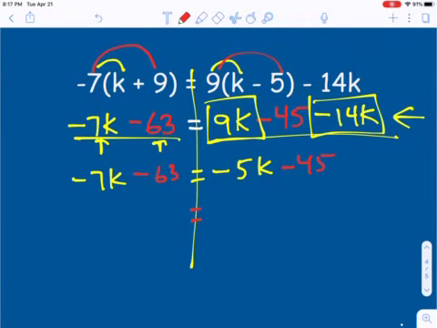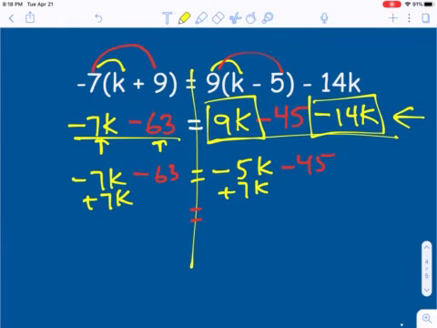What side do you think I should put the variable on? Now remember, I've tried to instruct you that you always want to put it on the side that has the most. And we've got negative 7k here, and we've got negative 5k here. So what's larger? Well, negative 5 is bigger than negative 7. So that means we should move our negative 7k over to the other side by adding it. So plus 7k, plus 7k.